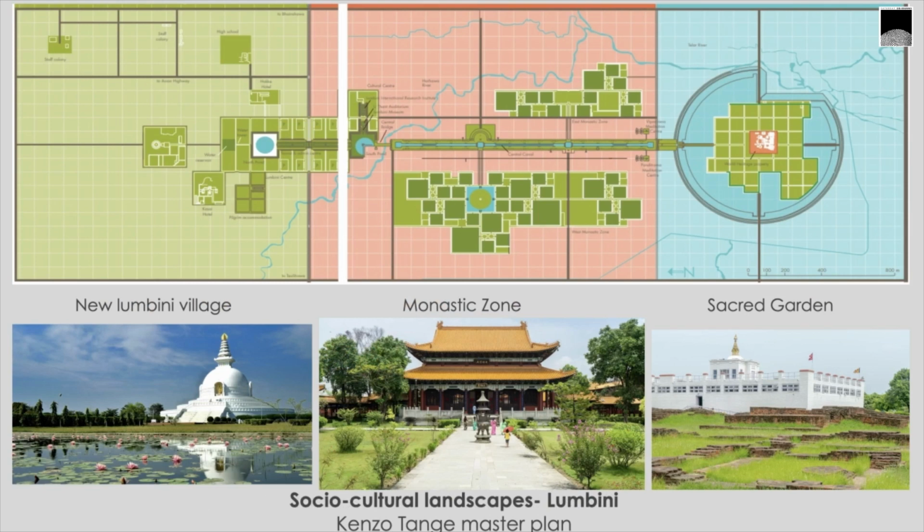I cannot miss Lumbini as a cultural landscape in Nepal. In 1970, the International Committee for Development of Lumbini initiated the preparation of a master plan, which was conceptualized by Kenzo Tange. The Kenzo Tange master plan was finalized and approved in 1978, which was a 3-mile area plan. It is based on geometric shapes and the notion of the path to enlightenment.